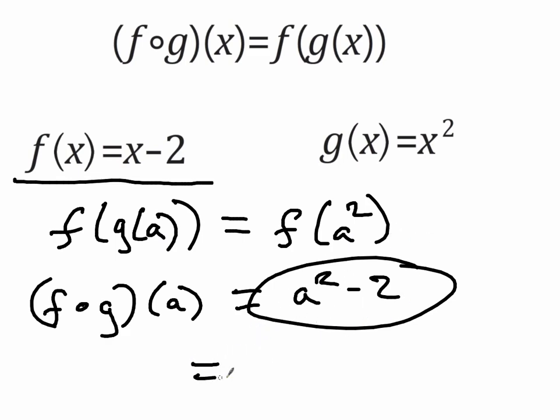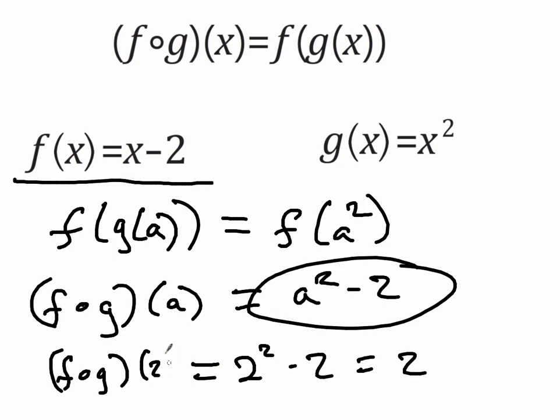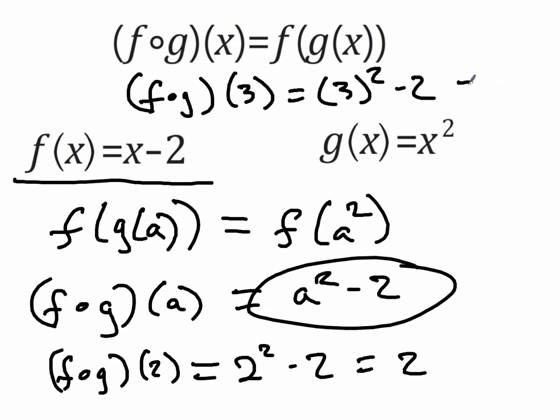Let's test our rule and see if it works. 2 squared minus 2 is equal to 2, so this is f of g of 2, and that's what we found. F of g of 3 should be equal to 3 squared minus 2, which is 9 minus 2, which is 7, and that's what it was. So we see that our rule is spitting out the correct values.